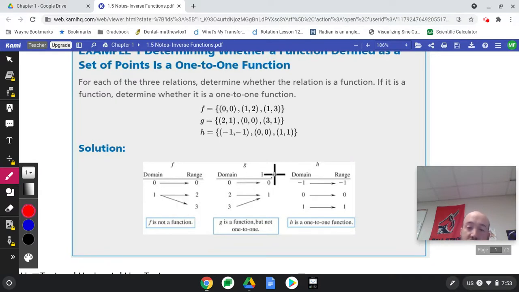Now the second one here, g, this will be a function. 0 goes to 0 again, 2 goes to 1, 3 goes to 1. However, it would not be one-to-one, okay? Because if we think about it the other way, 0 goes to 0, but 1 goes to 2, and 1 goes to 3. Okay, so one-to-one means that each x and y is paired up by itself. So this last one is a function and it's one-to-one. -1 goes to -1, 0 goes to 0, 1 goes to 1.